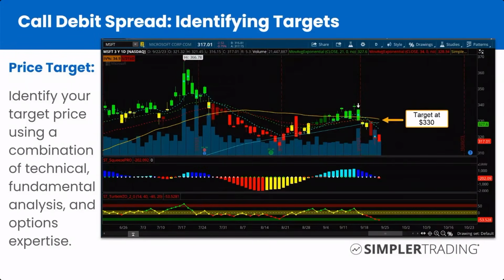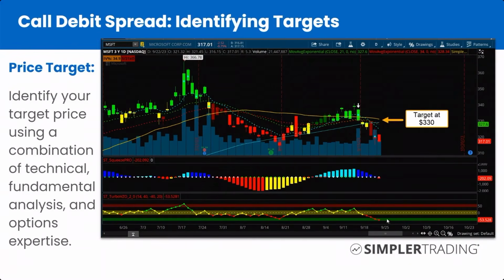Call debit spread, identifying price targets. When you're using a call debit spread, you definitely need to have an idea of what kind of price target you're looking at. Otherwise, how are you going to be able to set up your strikes and expiration series? Here's an example of a Microsoft chart that we were using earlier when we were talking about long calls. In this chart, I'm looking at a few different things.